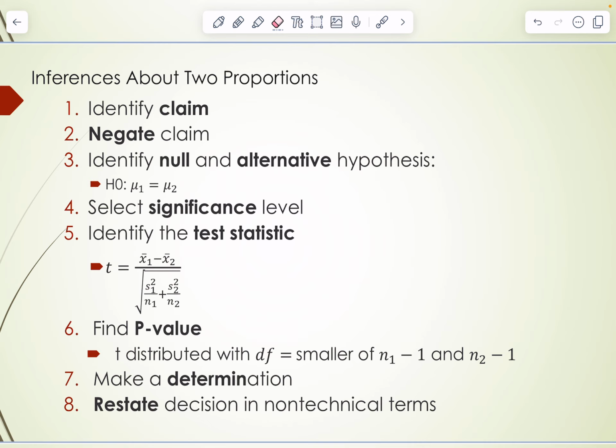And then you need to identify the test statistic. This is the test statistic that you will use. Then we find the t-value and the p-value. Now, the p-value is a probability, so you use the distribution. In this case, it will be a t-distribution with the degrees of freedom.